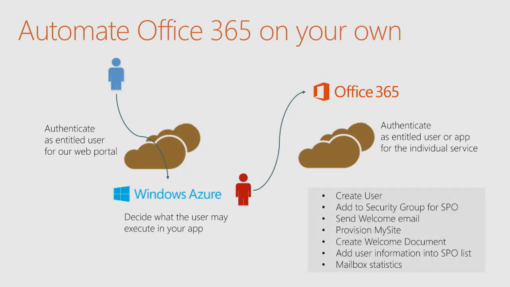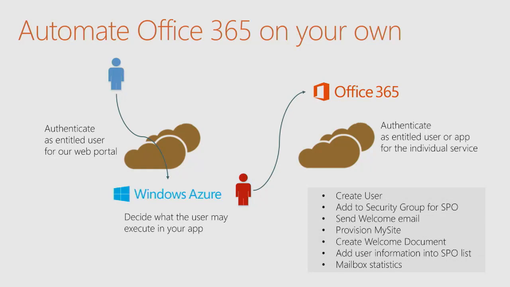And you see we create a user, add the user to a security group, which we will need afterwards for SharePoint Online. And then we send him a welcome message to his mailbox. And afterwards, we will provision his My Site, his OneDrive for Business site. Then we will create a welcome document, which will be stored into his My Site. And afterwards, we add user information about that user into SharePoint Online. Exactly. So this is what we'll see in the next minutes.